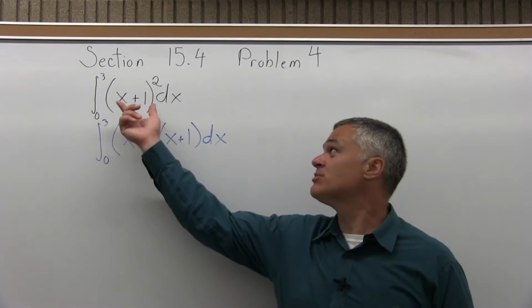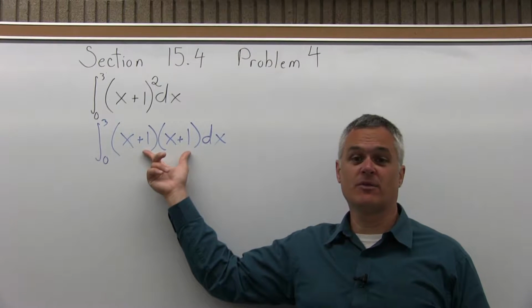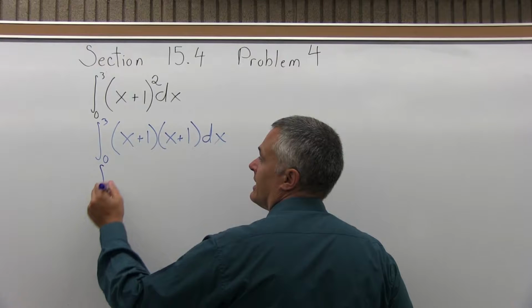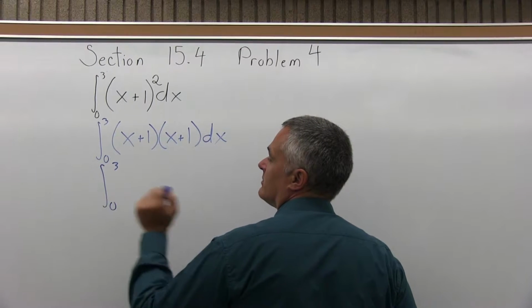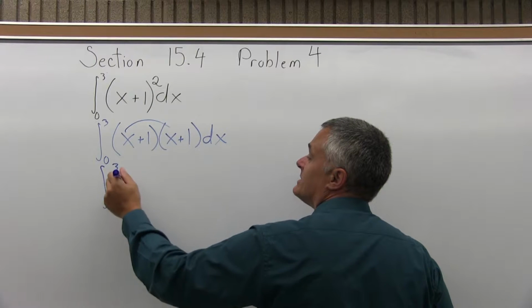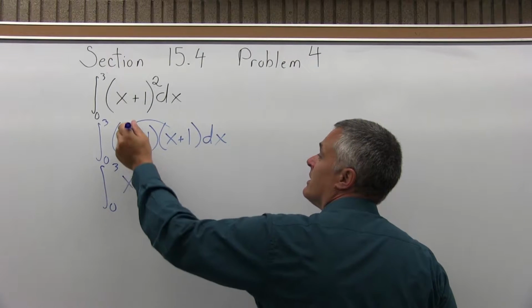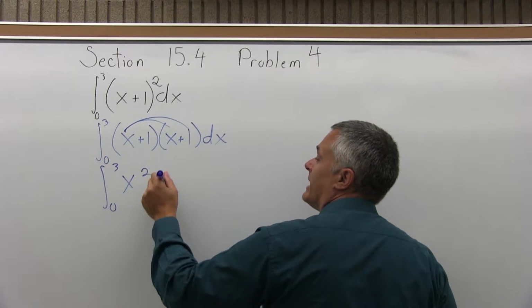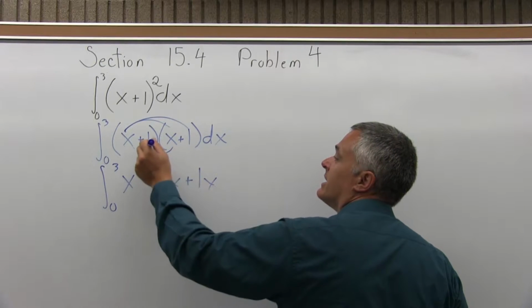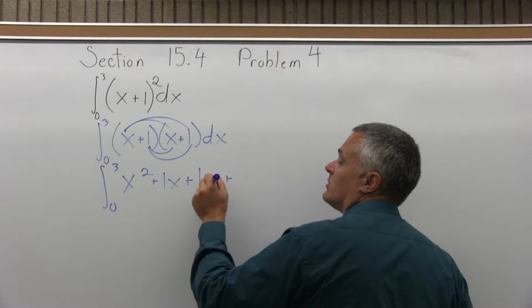So the (x + 1) in parentheses is going to have to be foiled out. Again, I'll keep the integral on the front. We're going to do the definite integral from 3 to 0. And now x times x is x squared. x times 1 is 1x. Then I have a 1 times x again, which is another 1x. And then 1 times 1 is 1.